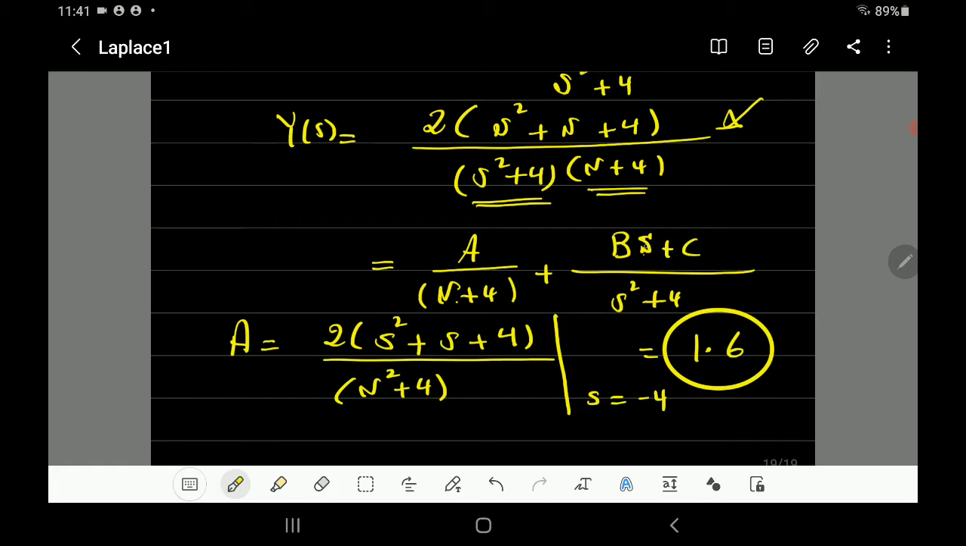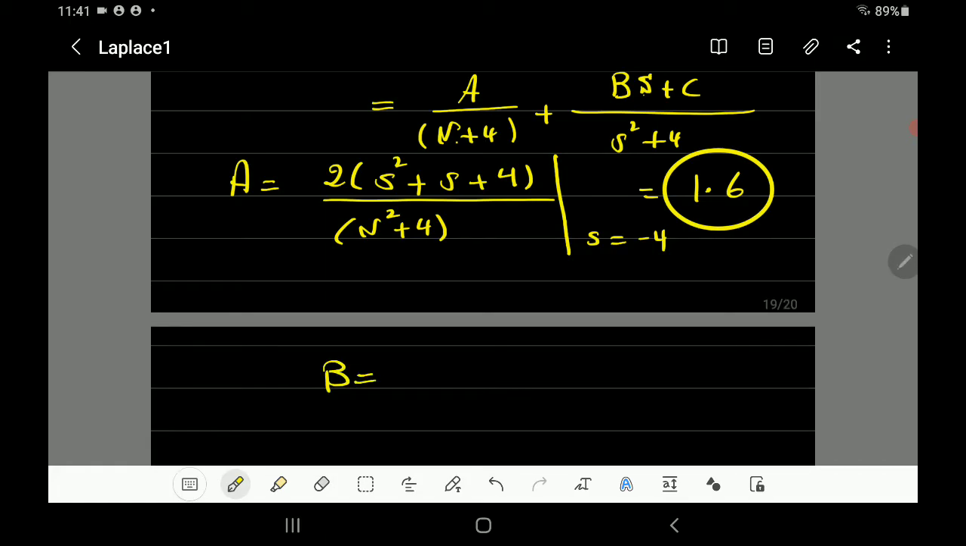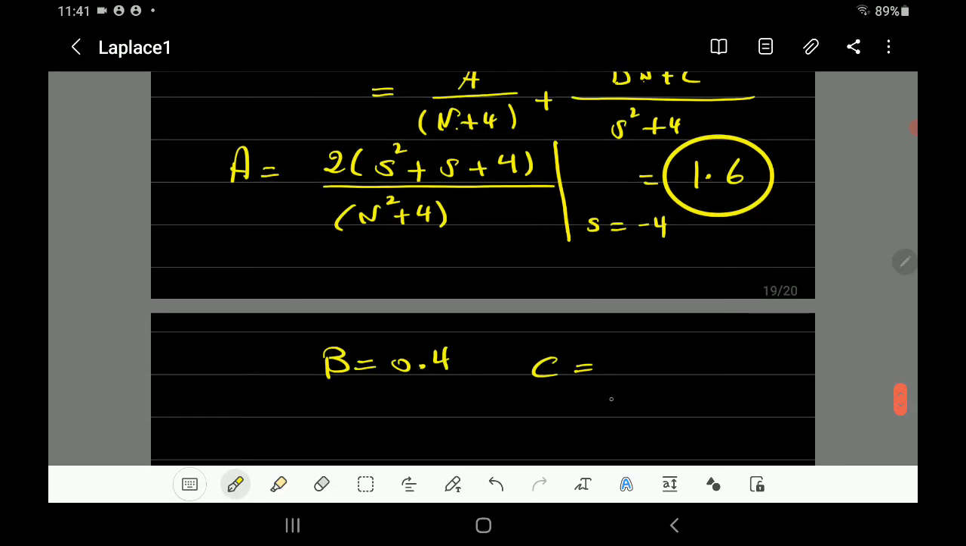All right, so that's the first element. Now we need to find bs plus c. So what should you do? You take a common denominator, and then you compare between the two. If you do the same thing, and you can watch the other video that explains it, you'll find that b is equal to 0.4, and c will be equal to 0.4 also. So you get both equal to 0.4.